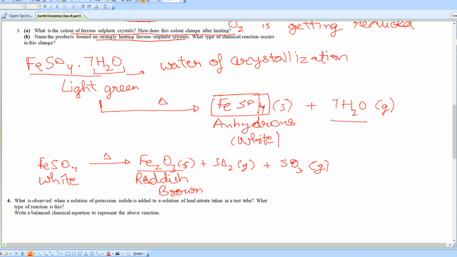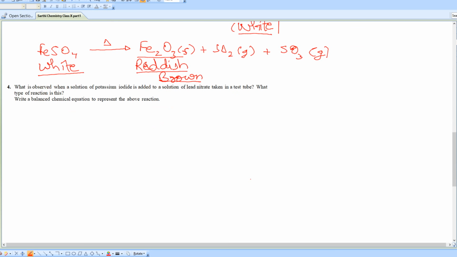So we had been asked how does this color change after heating of ferrous sulfate crystals? So upon heating ferrous sulfate crystals which are light green in color, we obtain anhydrous ferrous sulfate which is white in color. So there is a change in color from light green to white. And after strongly heating this white FeSO4, we obtain a reddish brown ferric oxide and SO2 and SO3 gases are evolved. Now let's move on to next question.